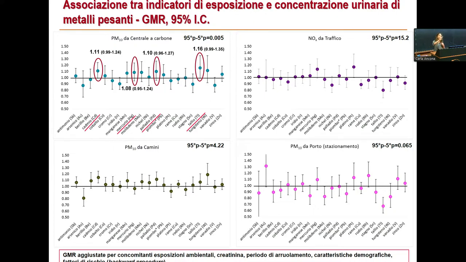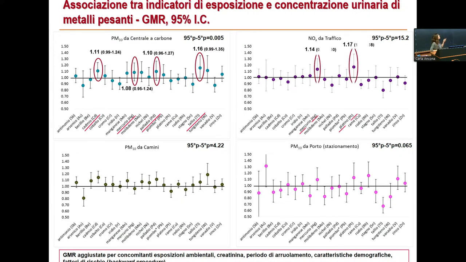We have four values: one from the industry, the thermoelectric plant, one from the harbor, one from pollutants coming from traffic, and one for pollutants coming from civil heating. So for each person, we have five values: the biomonitoring, and the four concentrations coming from the dispersion model. So simply put in the relation, we found something.